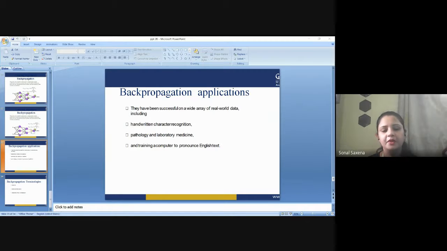Then the backpropagation learning actually does not require normalization of input vectors. However, normalization could improve performance. Then backpropagation requires the derivative of the activation function to be known at network design time. So with this, I hope that you have covered all the things and you are able to answer the questions correctly. Now let me take you to the MCQ part of this series.